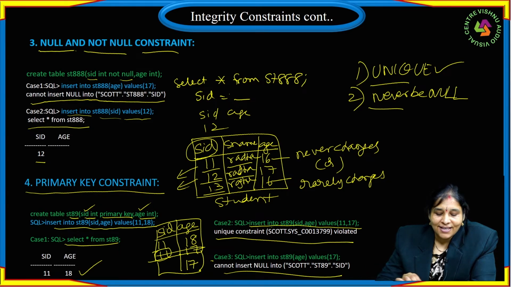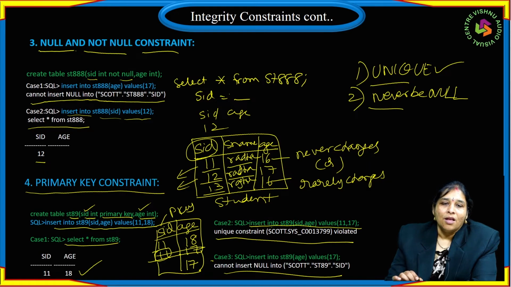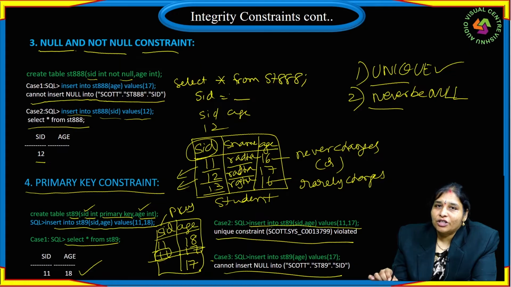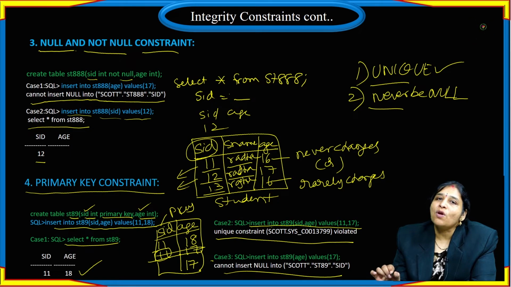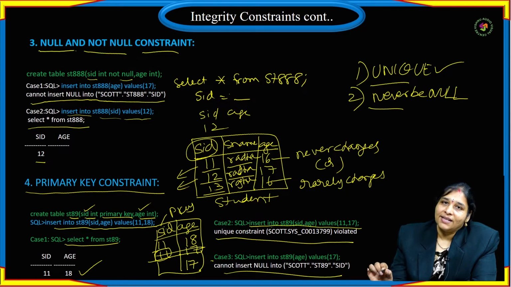Why? Because the SID field has been declared as primary key. So a primary key is a key which uniquely identifies or distinguishes a particular row or tuple from others, and such a key is selected whose value never changes or rarely changes. It is most often selected by the database designer or database administrator.